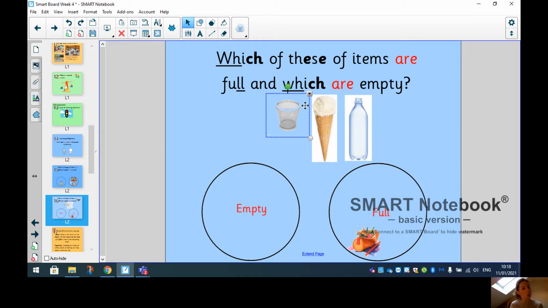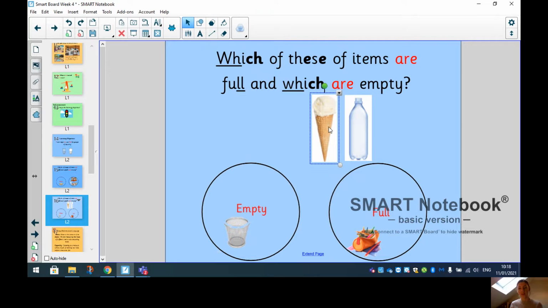Right, our next picture is a pot, isn't it? It's like a little paint pot or a cup. Now, is this pot full or is it empty? Have a look. That's right, it is empty. It has got nothing inside, so we would have to drag it to the empty circle just like that.